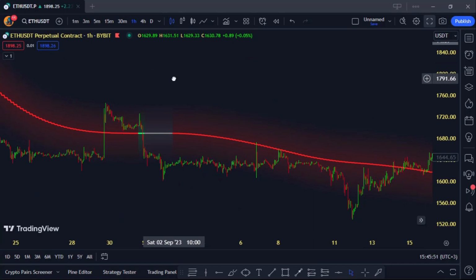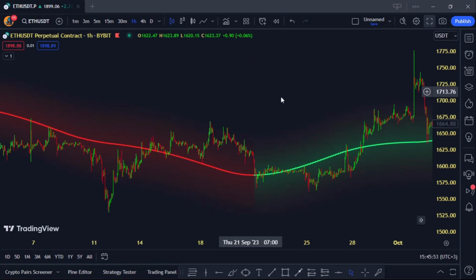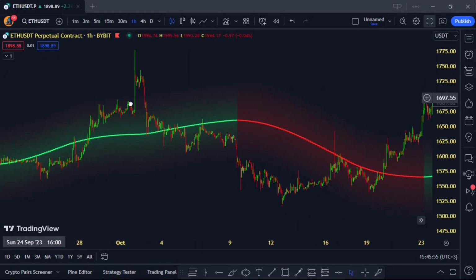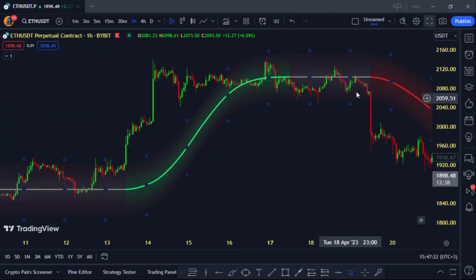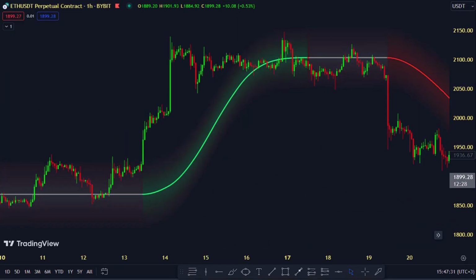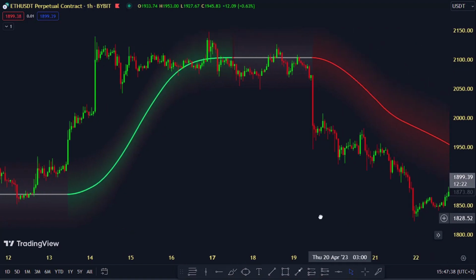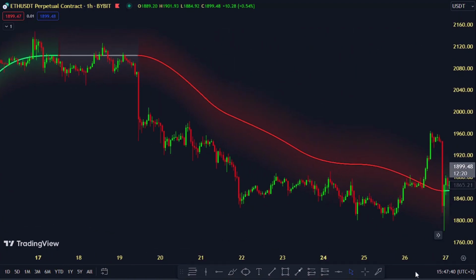The settlement range MA has 3 phases: bullish, bearish, and consolidation. When buyers dominate, the line turns green. When they start taking profits and the market consolidates, the line turns gray. And when sellers take control, the line turns red. You can even customize it according to your preferences.